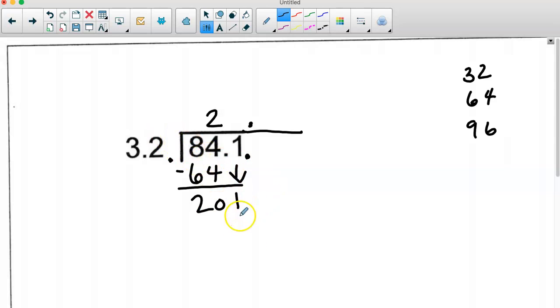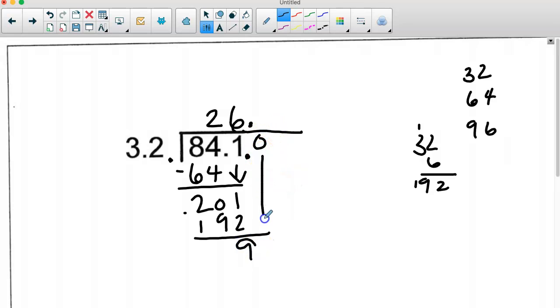I know 3 can go into 21 7 times. So again, this is close to 21. And 3 times 7 is 21. But because this is greater than 30 and this is less than 21, I'm going to try it 6 times. 32 times 6. 192. I think that's as close as I can get.